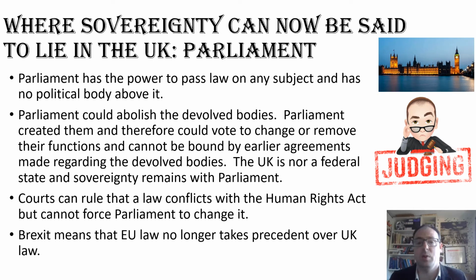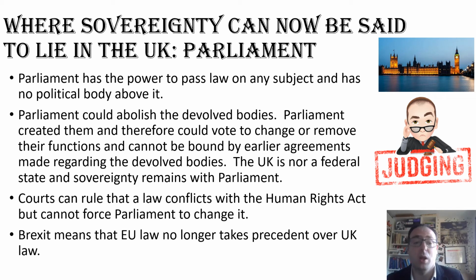Right. So where can sovereignty now be said to lie in the UK? Well, the first answer to that is it lies with Parliament, and Parliament has the power to pass any law it wants on any subject, and there is no political body above it. It's not bound by laws that have been made by previous parliaments. So really, you could argue that Parliament is truly sovereign. There's not really any restraints on what it can do.